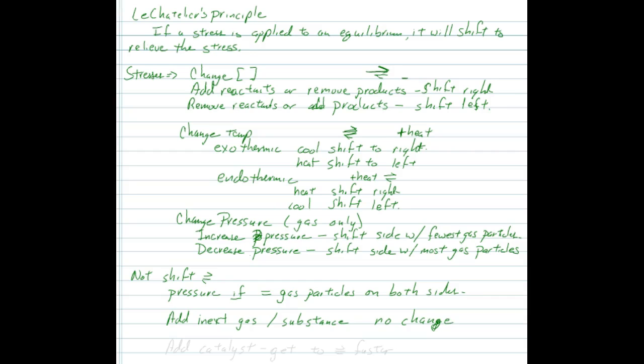Even if you add an inert gas, you might be increasing the total pressure, but you're not affecting the pressure of the gas particles that are reacting. And if you add a catalyst, it will make the forward rate go faster. It will also make the reverse rate go faster. The two cancel. You will get no effect on the equilibrium point, but you will get to equilibrium faster, but you won't shift the equilibrium to one side or the other.